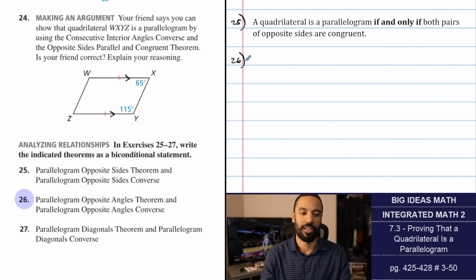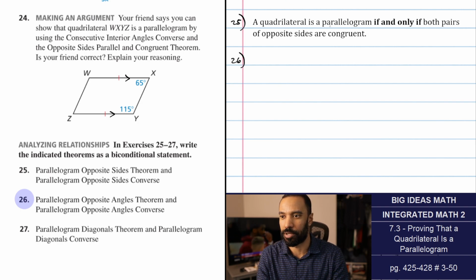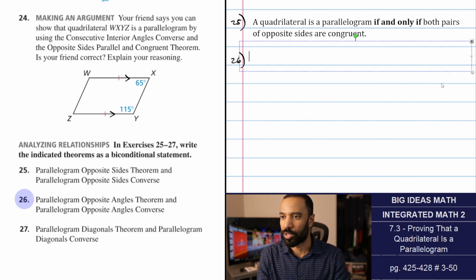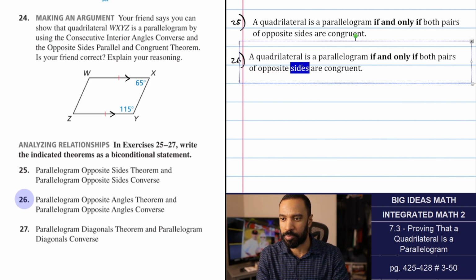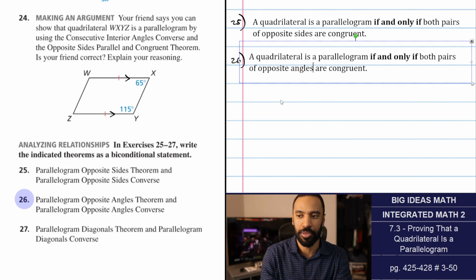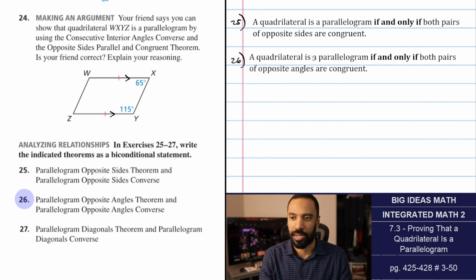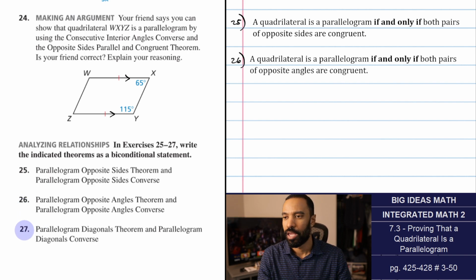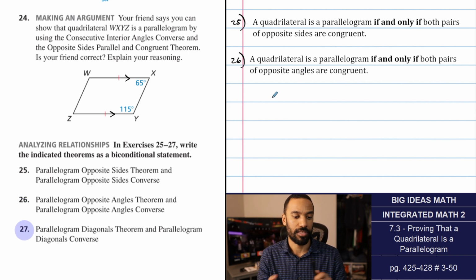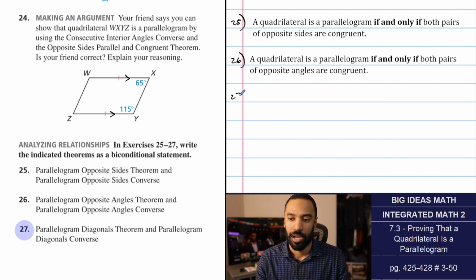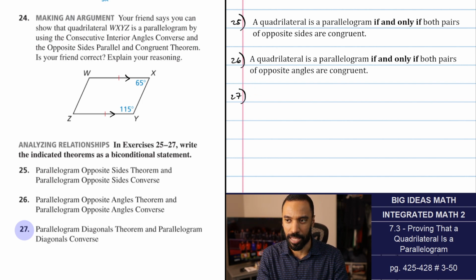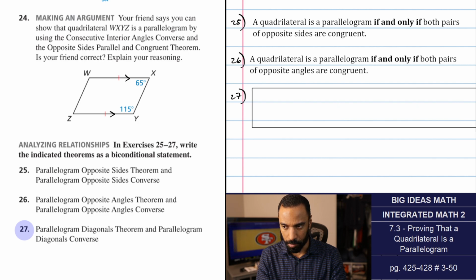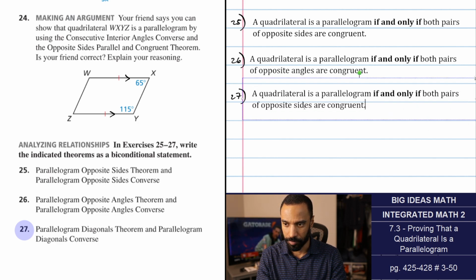So number 26, the parallelogram opposite angles and converse angles theorem. Let's kind of work the magic of copy paste. A quadrilateral is a parallelogram if and only if both pairs of opposite angles are congruent. Now it needs to be both, and then it's going to work itself out. So these are the three converses, like I said, that we'll be working together. And number 27, if and only if the diagonals bisect each other. A quadrilateral is a parallelogram if and only if both diagonals bisect each other.